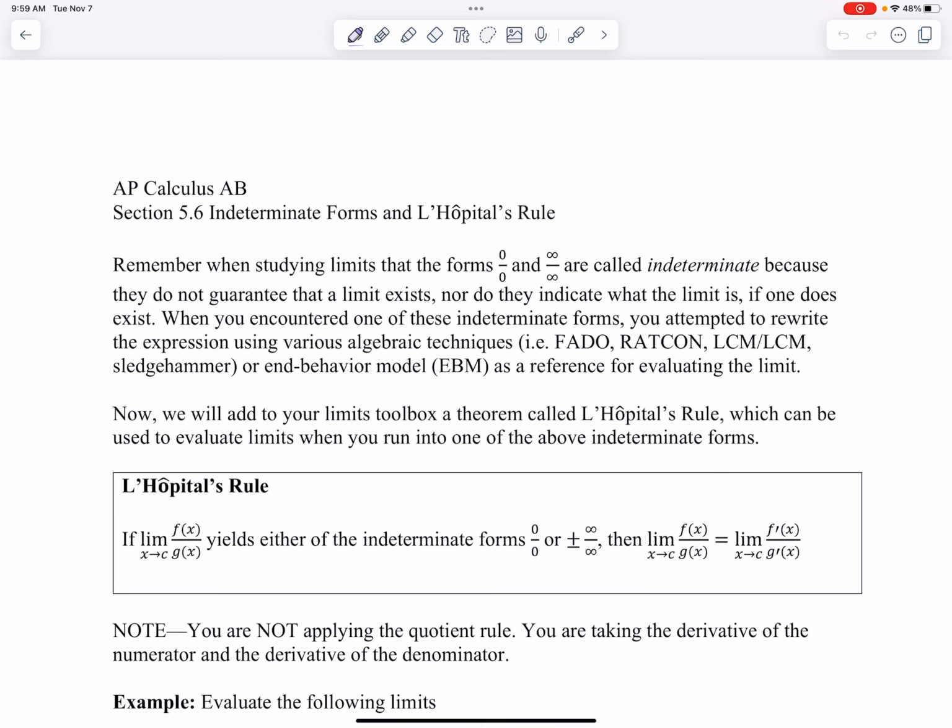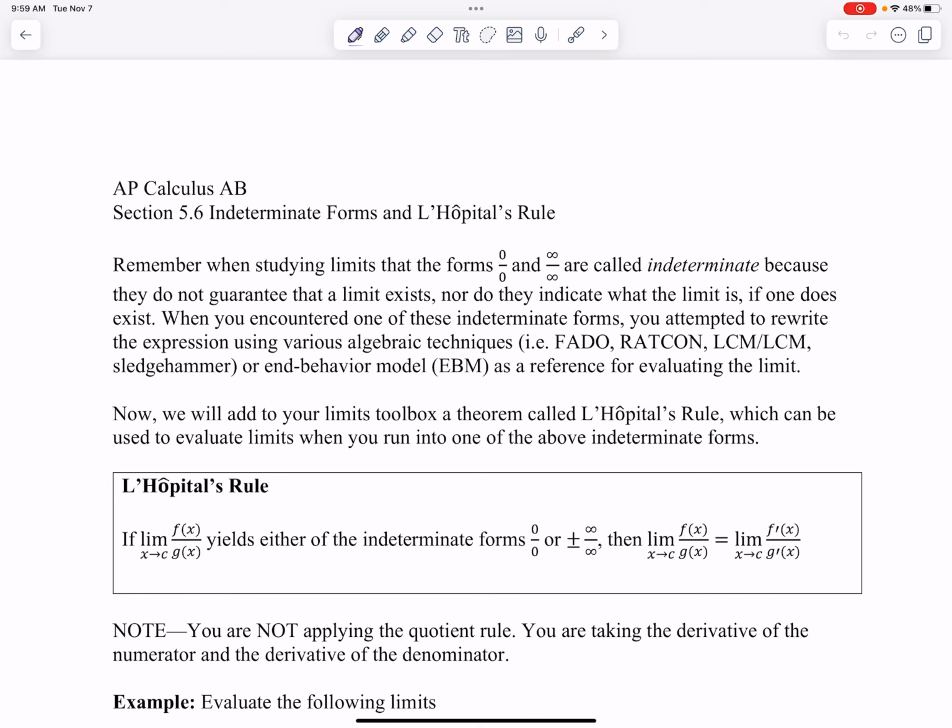So 0 over 0 we would run into whenever there was a common factor of x minus whatever x was approaching in the numerator and denominator that then you had to try and eradicate in order to see if the limit actually existed or not. Infinity over infinity would come in whenever you're trying to take the limit as x approaches infinity and you kind of think about direct substitution. And we use end behavior model to help us with evaluating limits as x approaches positive or negative infinity.